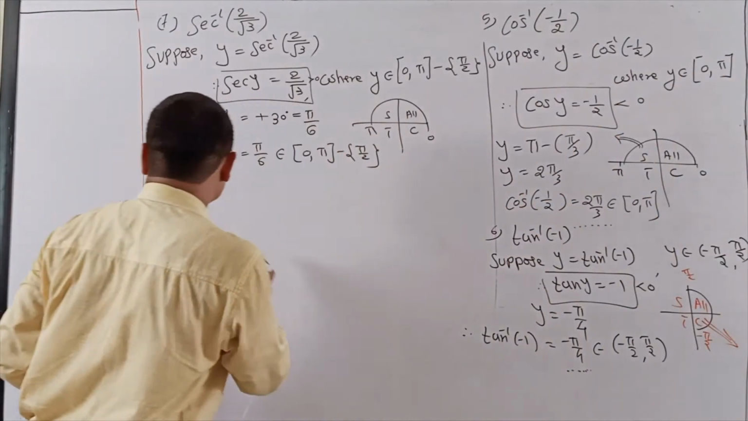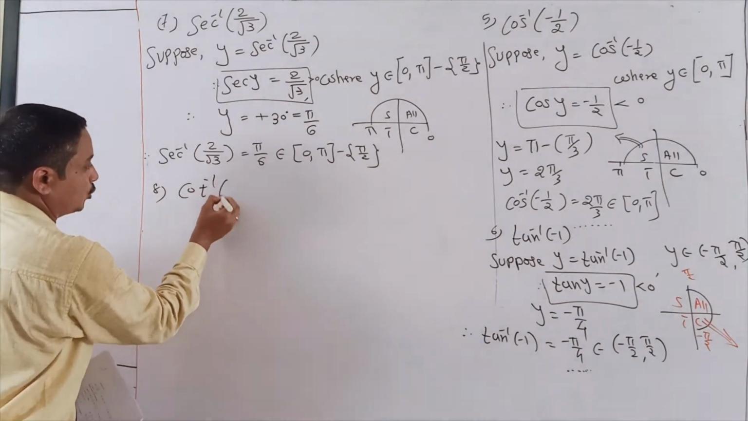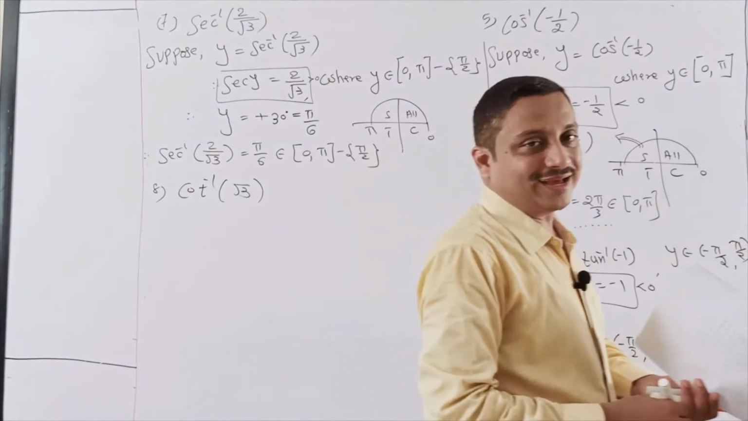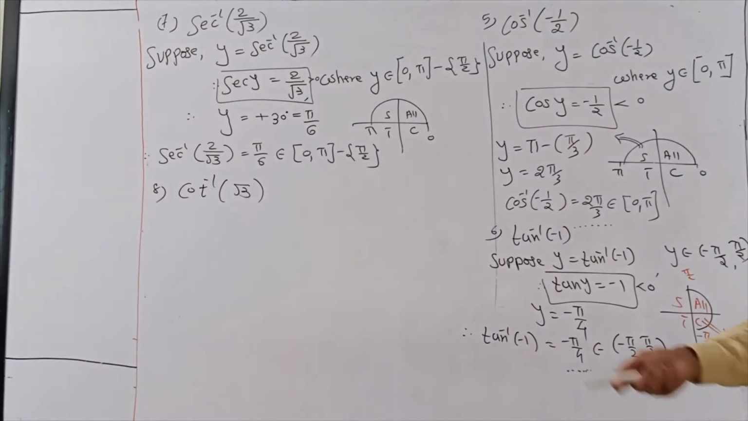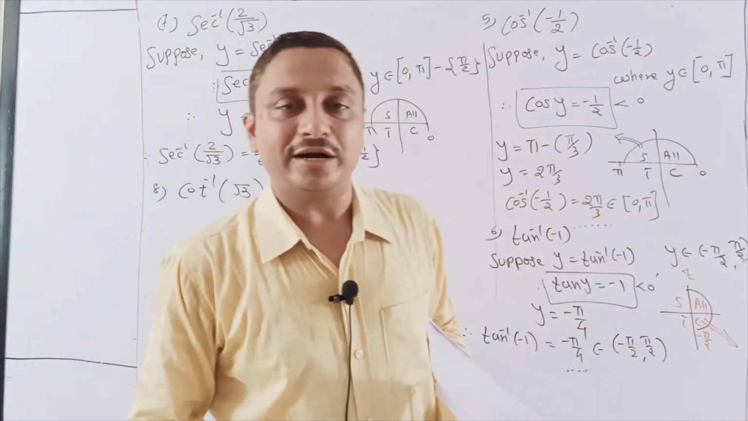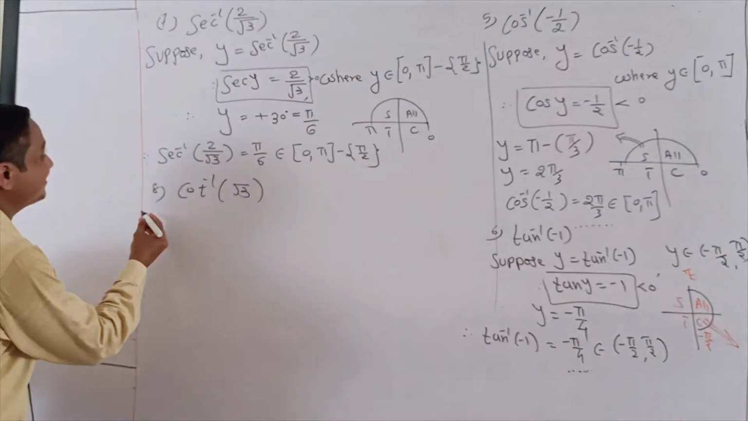Cot inverse root 3. That you also know. When is cot equal to root 3? Yes, it is 30 degree, because tan 30 is 1 by root 3 and cot is its reciprocal. So the answer is 30. But let me go method-wise again.